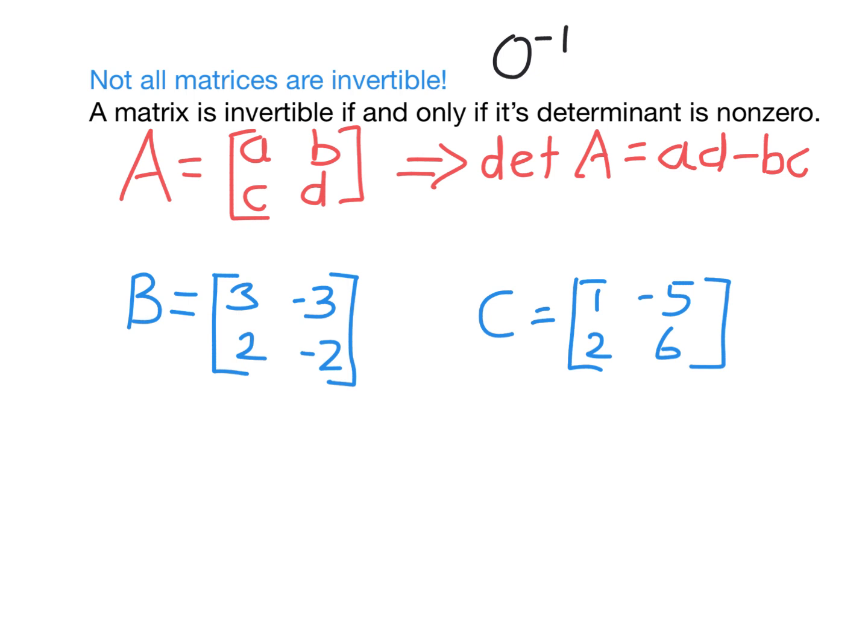Calculating the determinant is quite complicated when the size of the matrix is larger. We're just going to look at calculating the determinant of a 2 by 2 matrix.